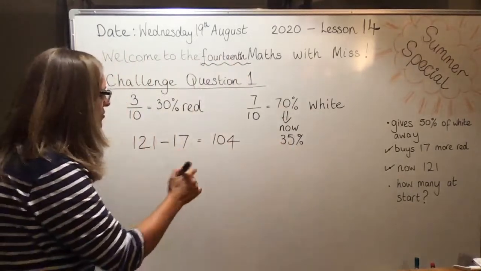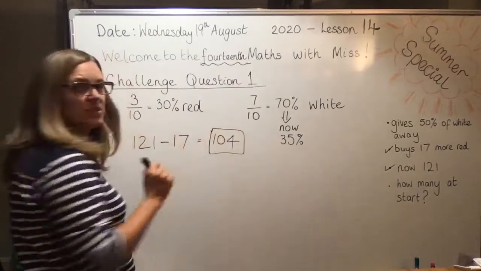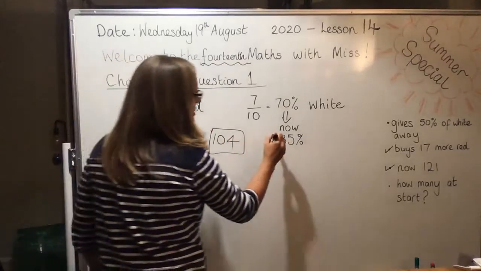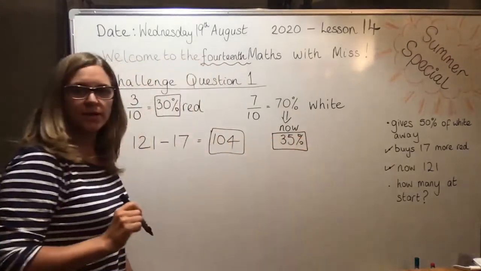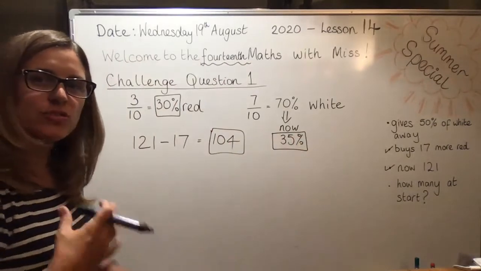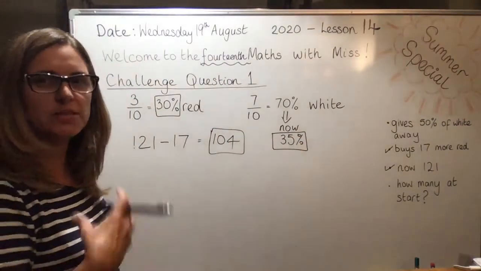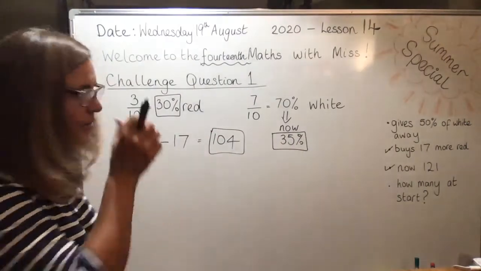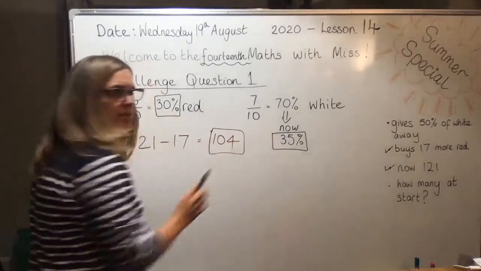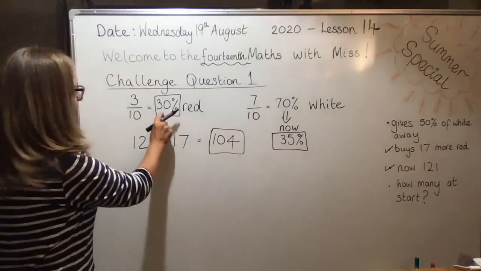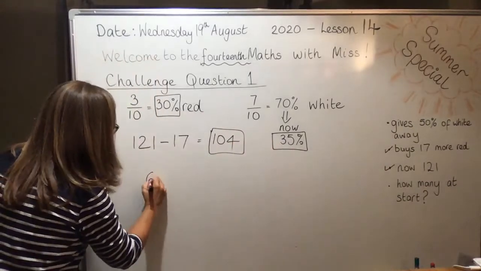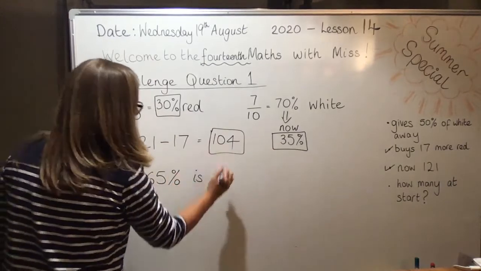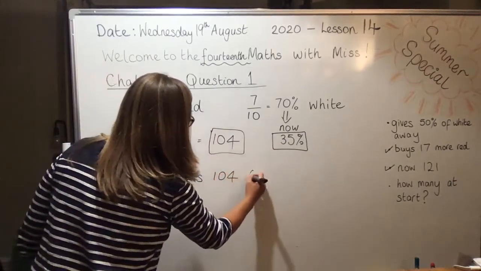Okay, so 104 roses represents the 30% that are red and the 35% that are white. So now, remember, we're trying to get back to the original amount. We're trying to get back to the 100%. We don't know what 100% is yet, but we do know what 65% is. So 30 plus 35. So 65% of our flowers is 104. Okay?